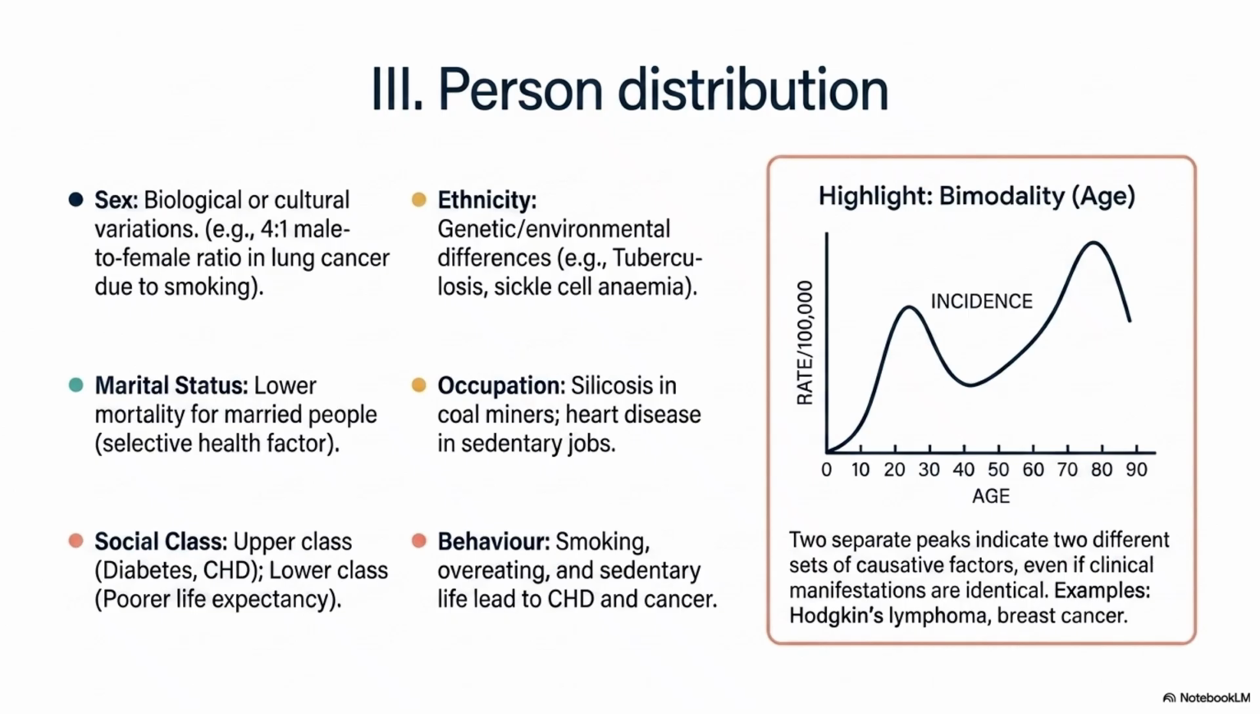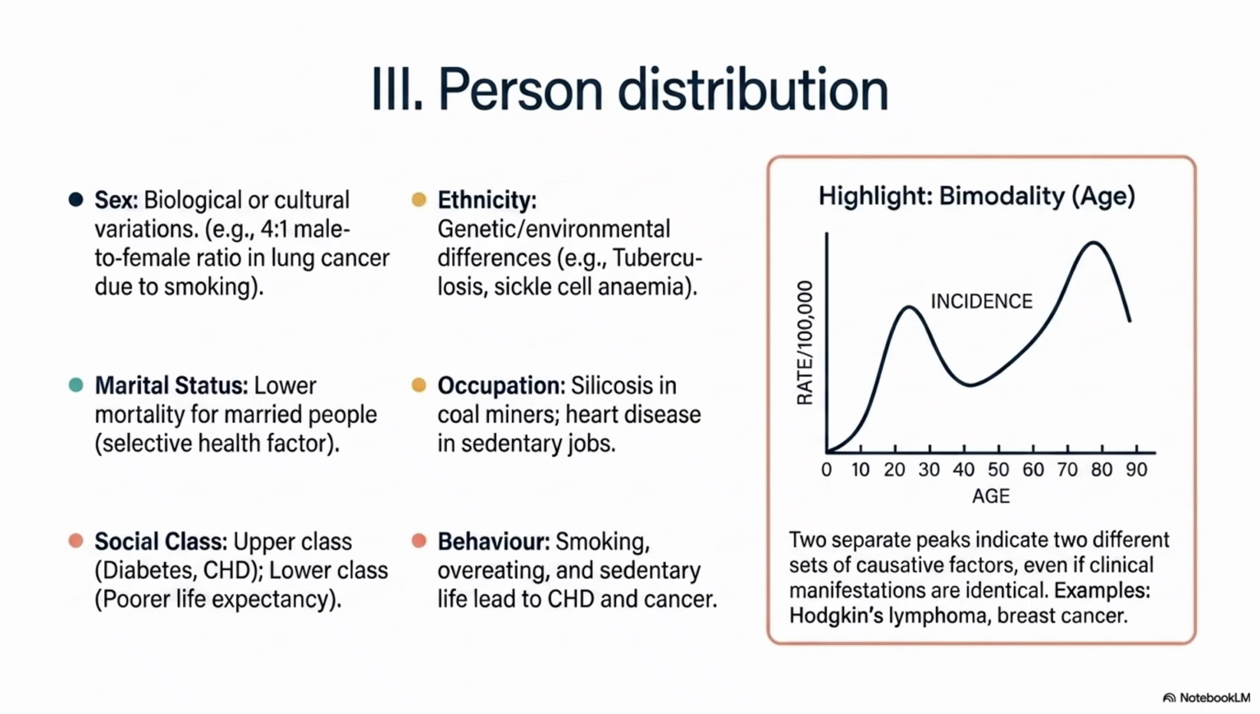And the second one in person distribution is sex. We all know that males are more prone to some diseases and females are more prone to different diseases, and this could be due to biological or genetic factors or cultural variation. The classic example is the 4:1 male to female ratio in lung cancer due to smoking. As we see more smoking in males, we see a higher proportion of lung cancer in males. That is due to cultural variation. And biological variation means, for example, the risk of diabetes is higher among females compared to males.